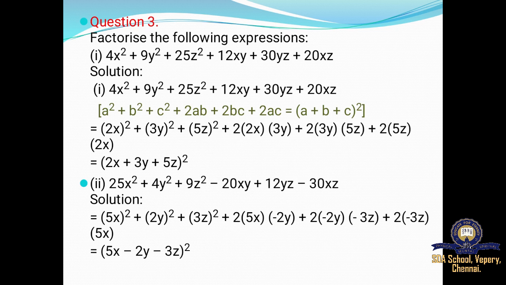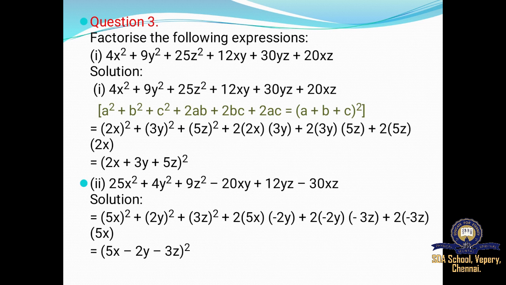So you have to write 4x square as 2x the whole square. See, 4x square and 2x the whole square are both one and the same. Am I right or not? Yes. Similarly, 9y square and 3y the whole square are also the same, right? Then 25z square and 5z the whole square again is the same. 12 can otherwise be written as 2. If you are not able to do it for these 3 terms, you can just apply the identity.